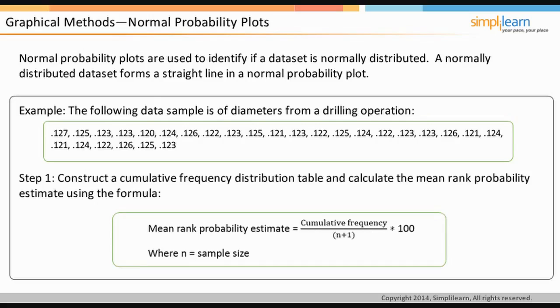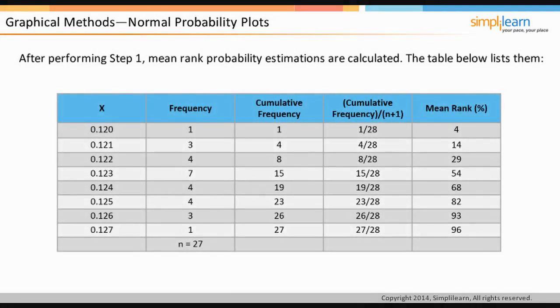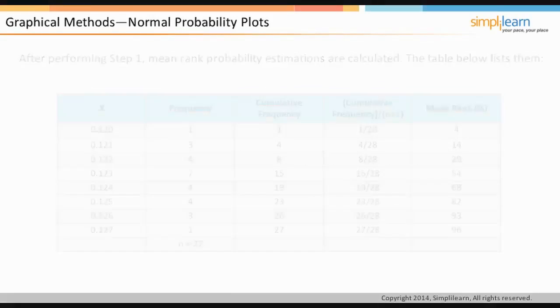This is followed by calculating the mean rank probability by dividing the cumulative frequency by the number of samples plus 1 and multiplying the answer by 100. The fully populated table for mean rank probability estimation is shown on the screen. Please take a look at the same.